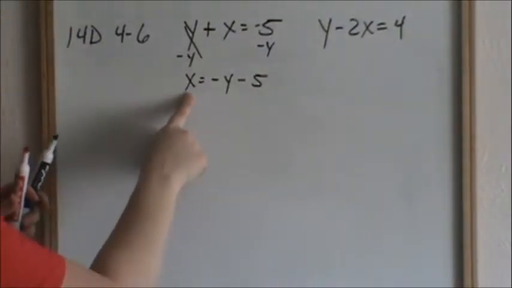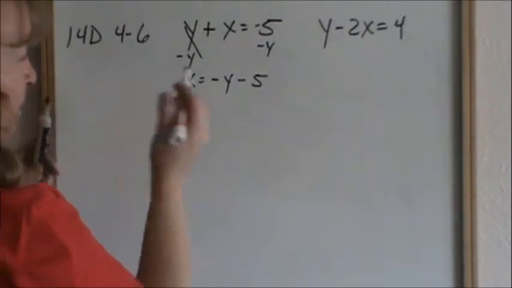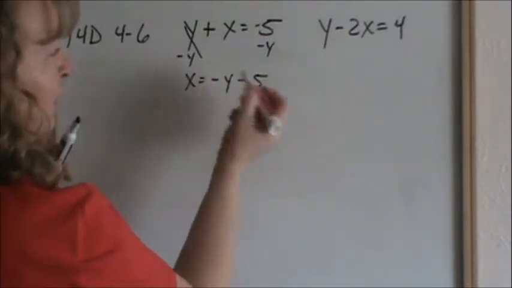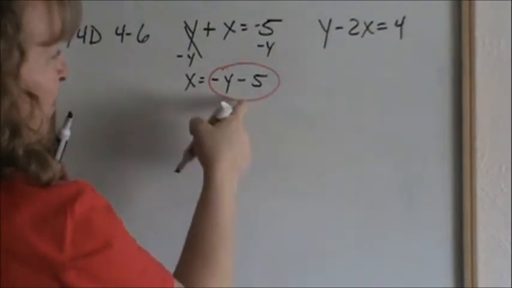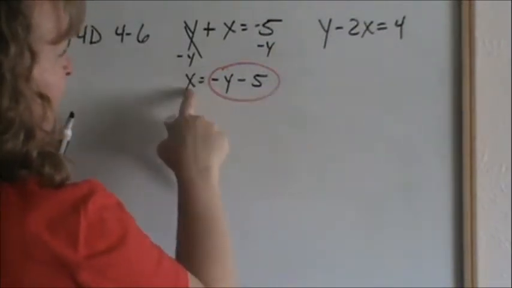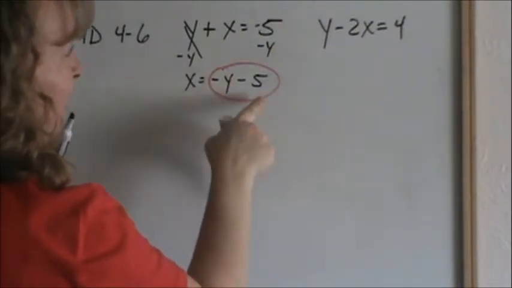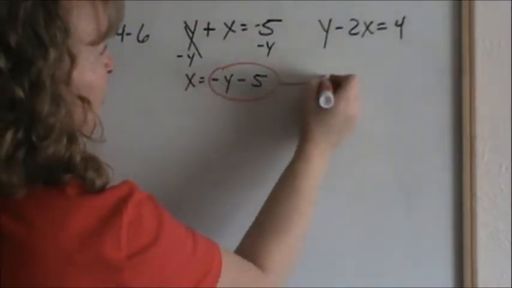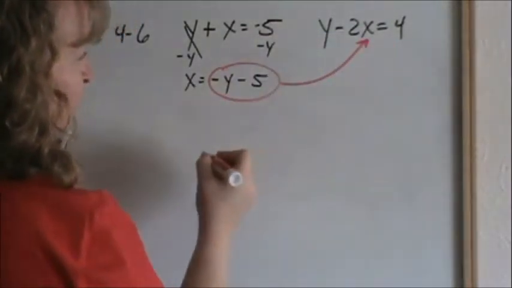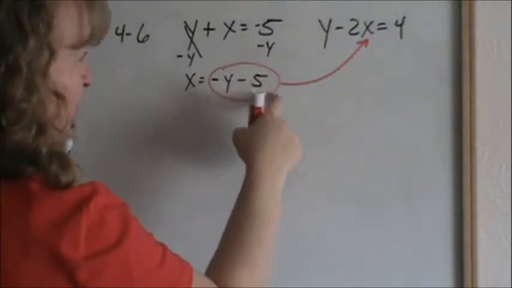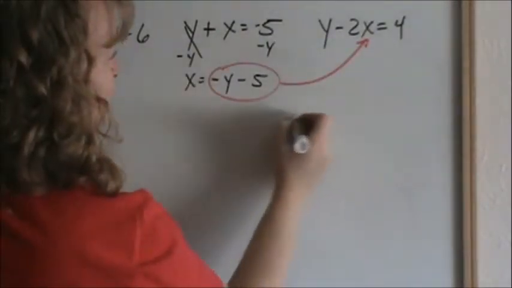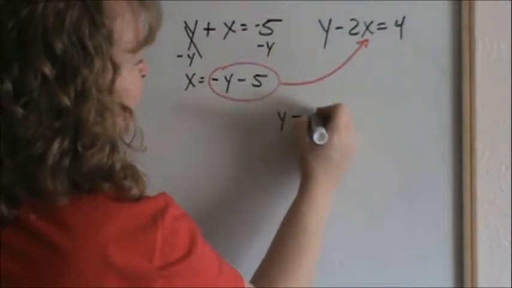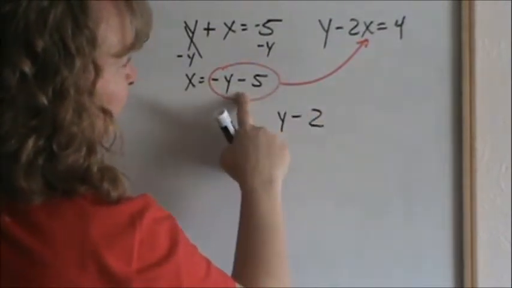Now I have this one in the form of x equals something, or x equals blah. I can take my x equals something, and since this is x, I need to plug it back in for x over here. Okay, all of this is x, so it needs to be substituted over here for x. So now we can say y minus 2, now we're plugging all of this in for x.